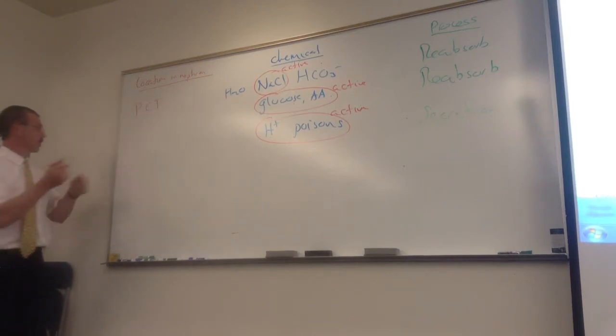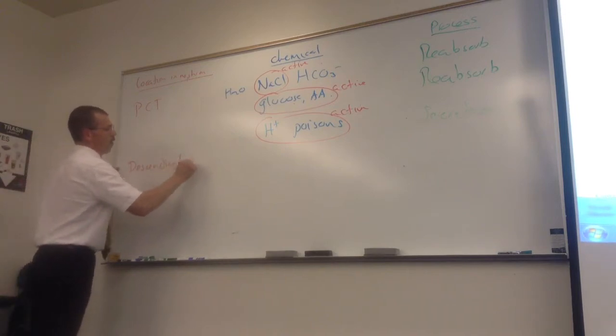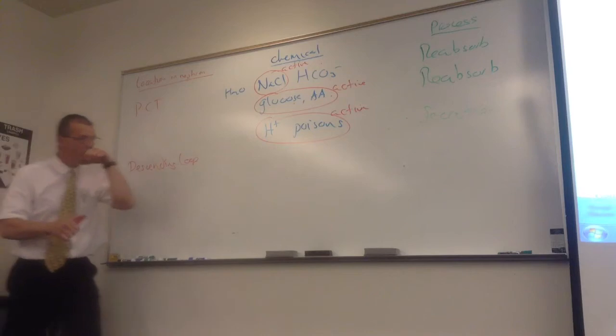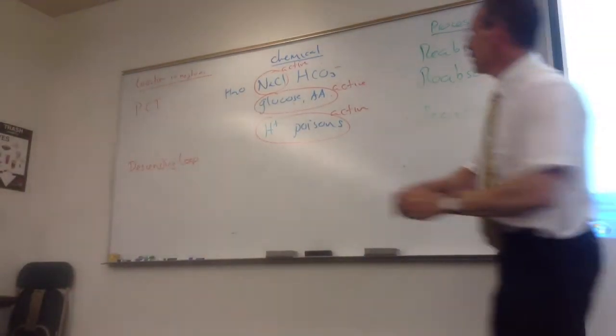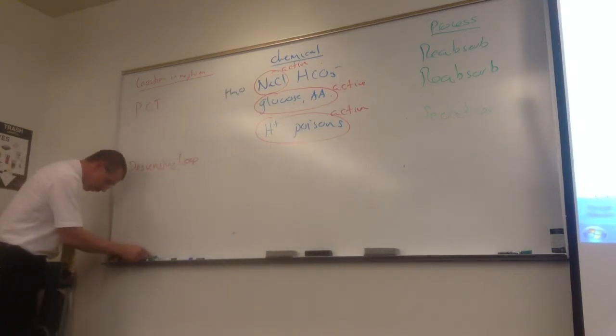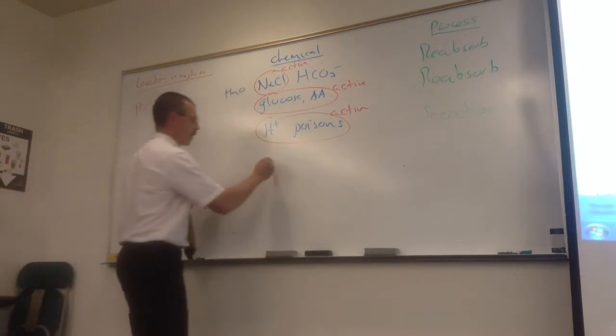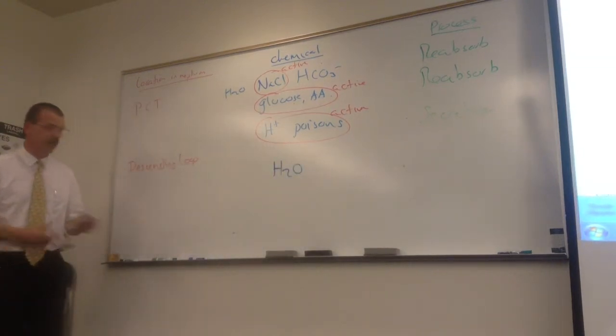What's the next part? The descending loop. Loop of Henle, which you learned in lab was this long tube coming down. Tell me, what chemical am I doing on my descending loop? Water. Very good.